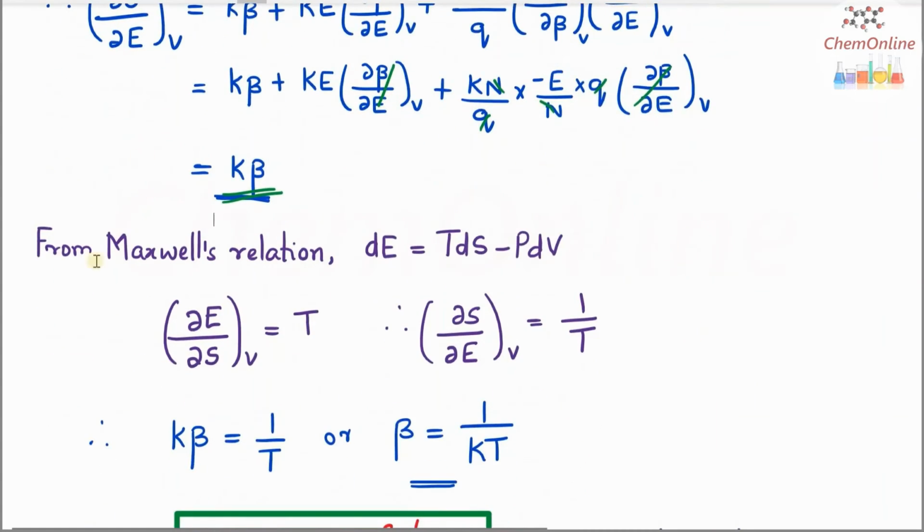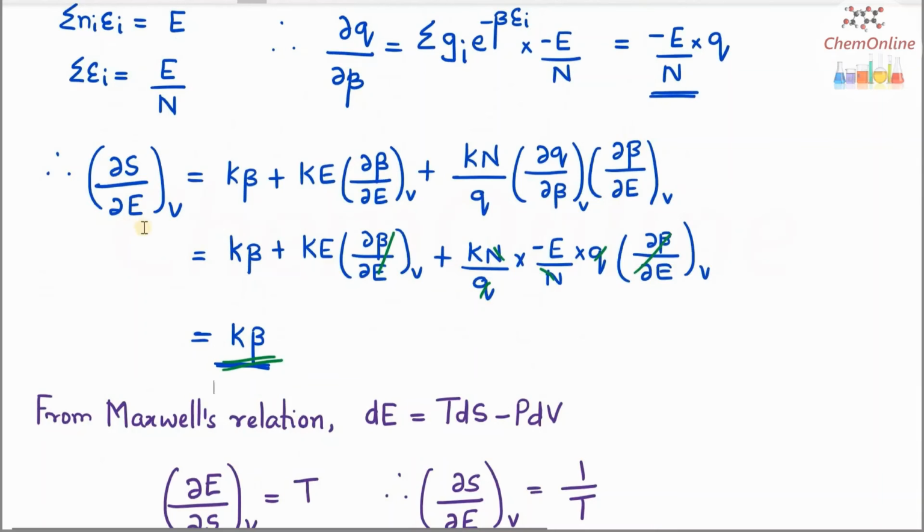Now again from thermodynamics, we have the relation dE = TdS - PdV. If the volume is constant, dV equals 0. This term will not be there, only TdS. So you can write ∂E/∂S at constant V equals T. Therefore, ∂S/∂E at constant V equals 1/T.